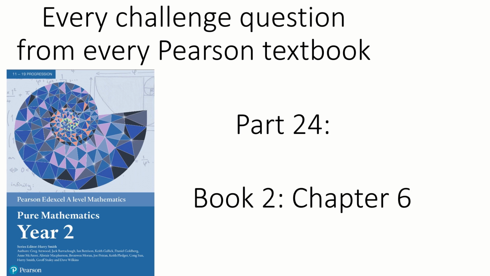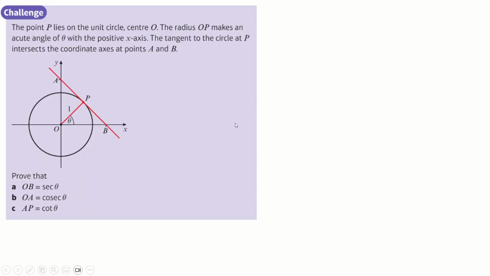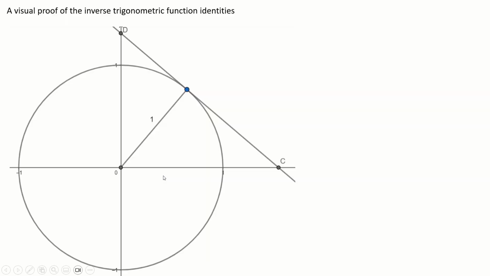This is doing every challenge question, part 24. It's chapter 6, which is the second of the three trig chapters in the book 2, year 13 book. Anyway, here we're asked to show that some lengths refer to sec, cosec, and cot, which is nice because I made a super old video on this ages ago, so I could just copy out the slides and do it again.